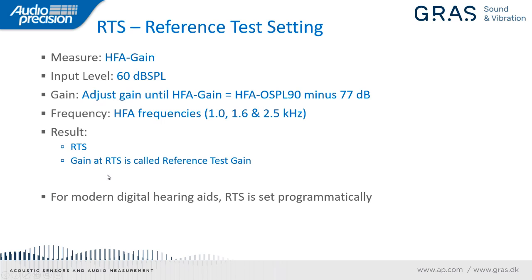the reference test gain. Now, for analog hearing aids, this level is found iteratively. You turn on the sound pressure level, you measure the HFA gain, and you adjust the volume control until you achieve the reference test gain. For modern digital hearing aids, the RTS can be set programmatically. So during the tests of a digital hearing aid, you would have a programmer connected, and you would just send commands to the hearing aid over the control interface.